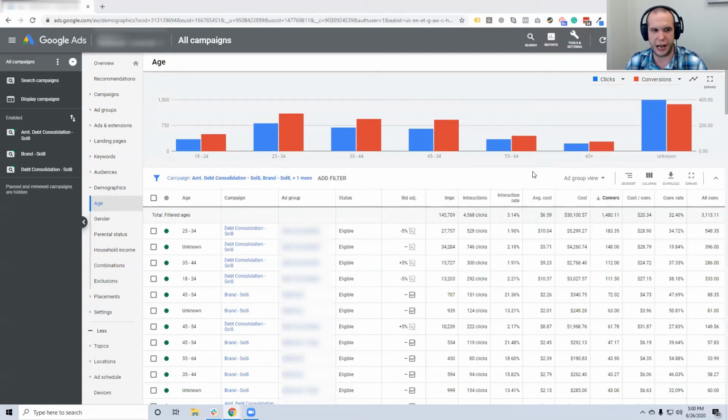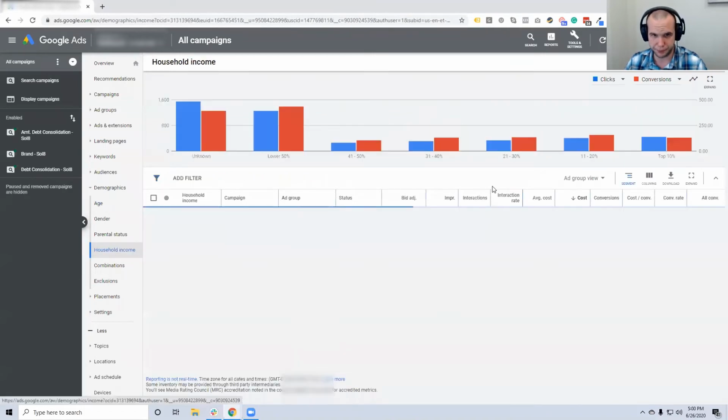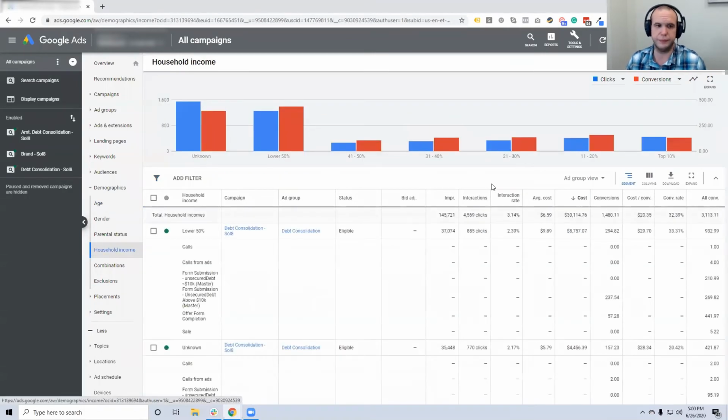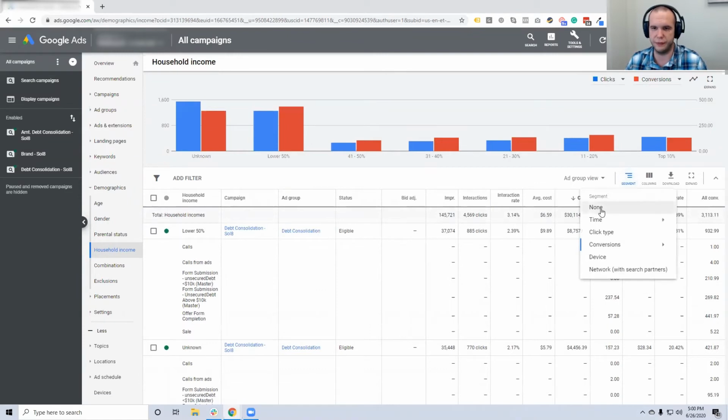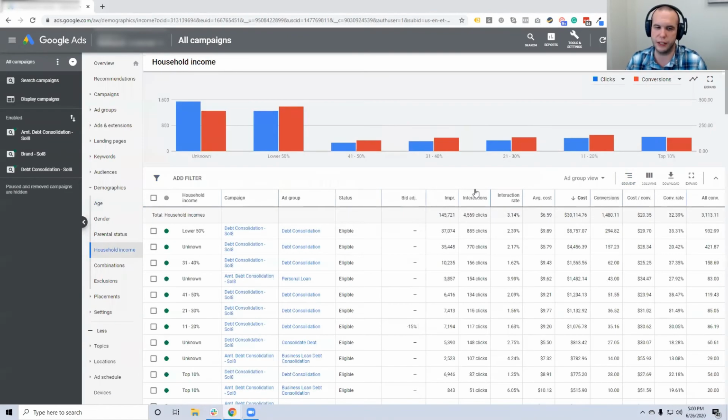Another thing is household income. This one's actually pretty cool. Household income, and now I can give the industry. This is debt consolidation industry. But what's interesting about household income is it's not necessarily the person making the income, or the family member that's making the income, or the target demographic.